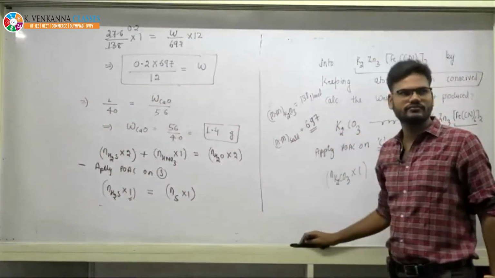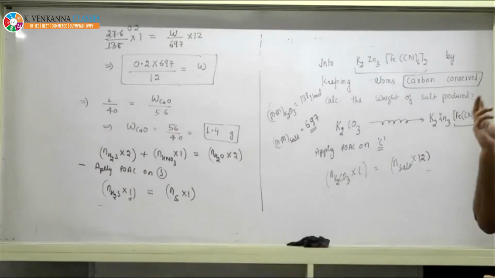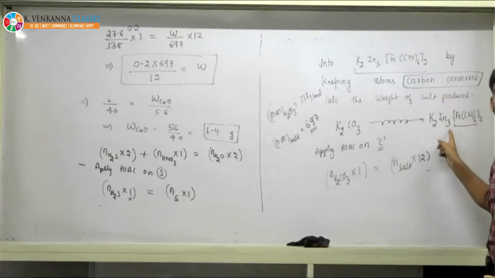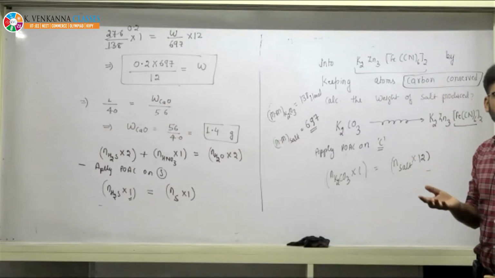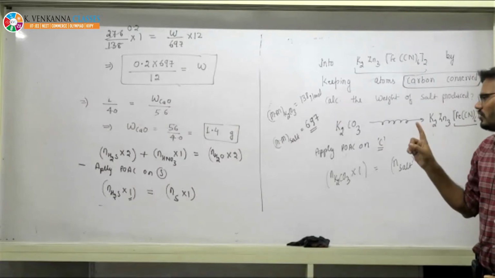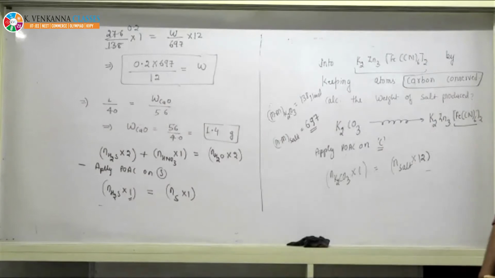Write it. See, we are adding other agents also to prepare this final salt. We are adding so many other atoms, but we are not given the information about other things. So what we can do, as it has said that atoms of carbon are conserved, we have used that thing. Yeah, that's okay, beta, that's okay.